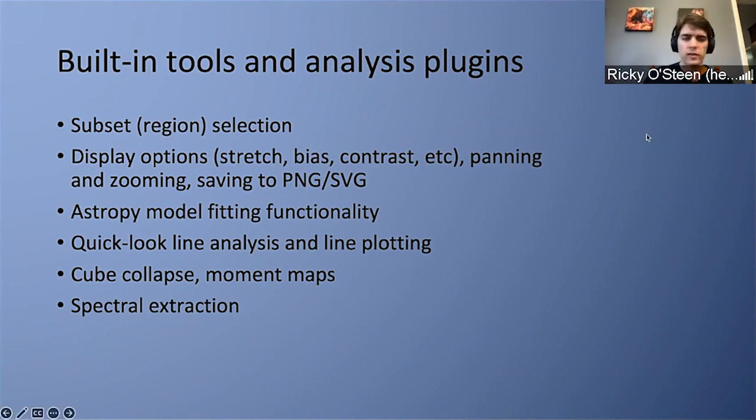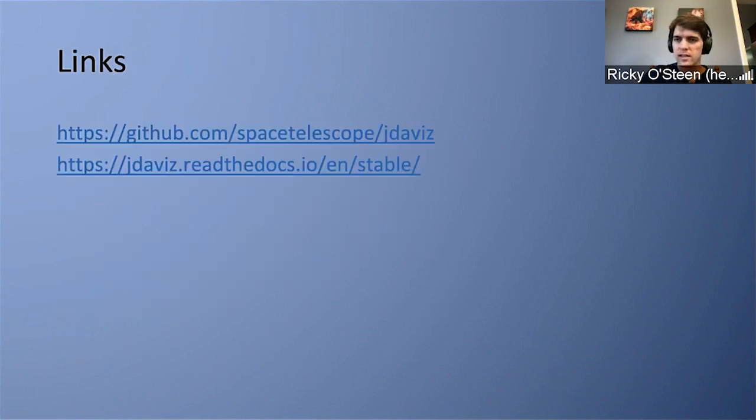All of the viewers have the normal display options you might expect: stretch, bias, contrast, panning and zooming, all that good stuff. I already mentioned the model fitting plugin hooks into AstroPy model fitting on the back end, if any of you are familiar with AstroPy. Links to our GitHub and to the documentation.